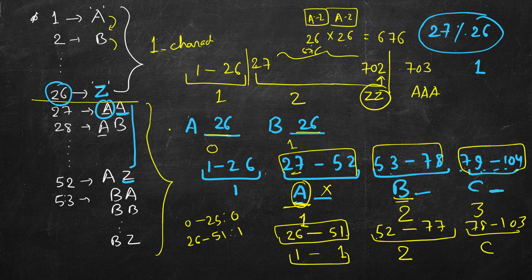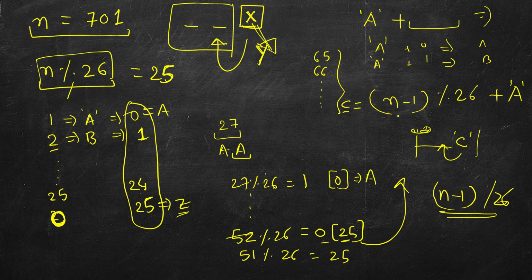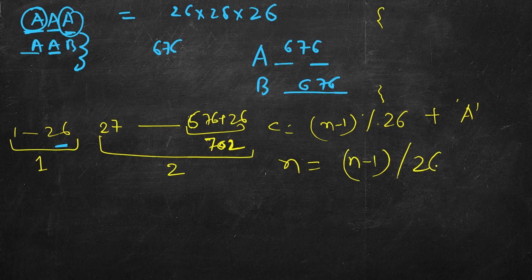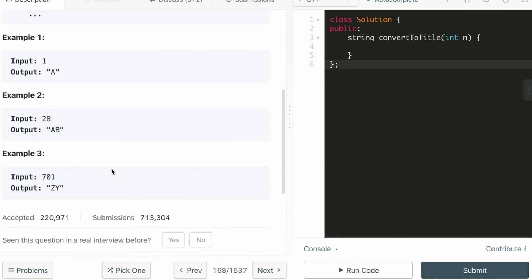So what are the steps? We calculate the last digit by taking modulo. This is what we have done here. So the last character is n minus 1 modulo 26 plus A. Then n becomes n minus 1 divided by 26. And we will keep doing this till we have added all the characters and n becomes 0. So let's write the code for this quickly. You can go through it.